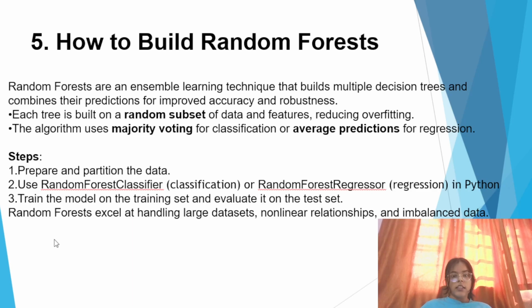Now, the last is how to build random forests. Random forests are an ensemble learning technique that builds multiple decision trees and combines their predictions for improved accuracy and robustness. Each tree is built on a random subset of data and features, reducing overfitting. The algorithm uses majority voting for classification or average prediction for regression. These are three steps for building random forests. First is prepare and partition the data, as we have seen just now how to partition the data.